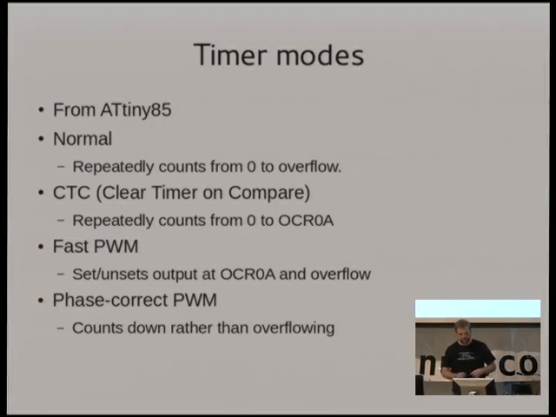The phase-correct PWM is almost the exact same thing, but instead of overflowing the top, it actually starts counting back downwards again, and will toggle the pin again as it passes the OCR0A value on the way down.